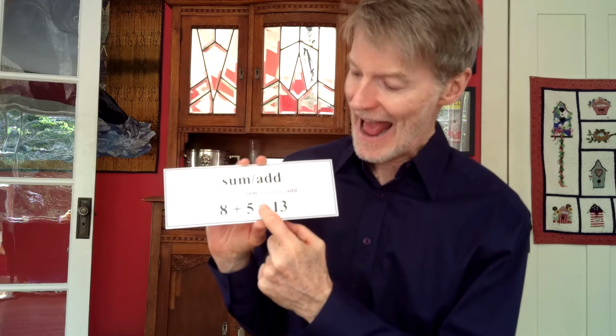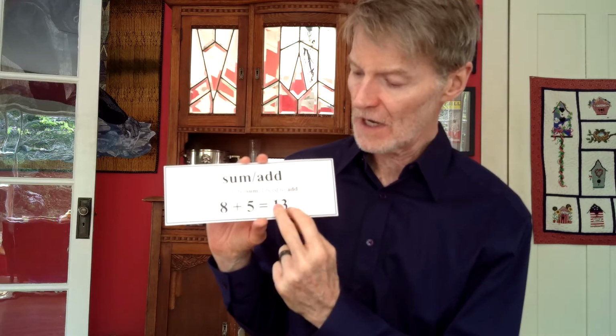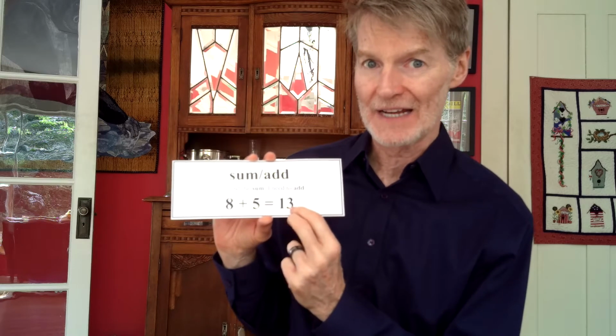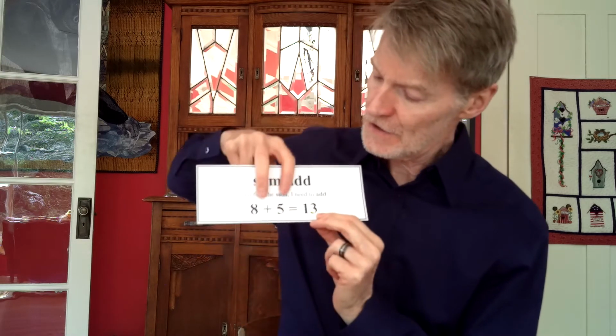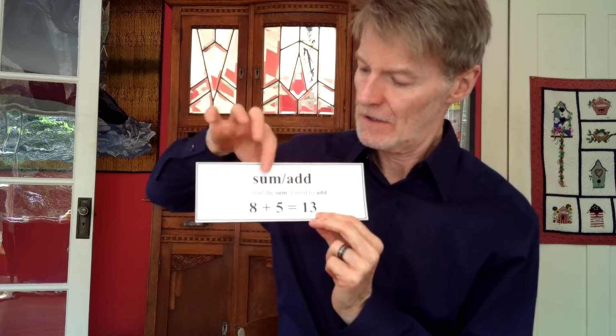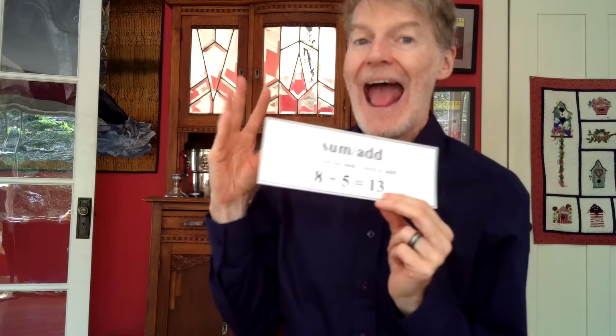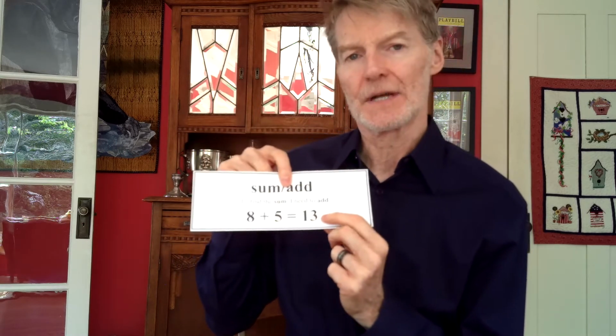So sum, that's this part. The answer, the part after the equals, that means put together, that is called sum. These 2 parts are called addends. That's the 2 parts that when added together make the sum.